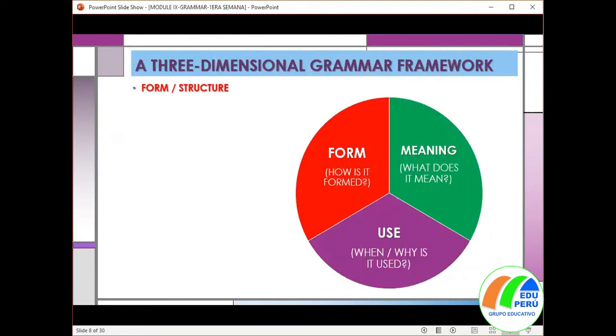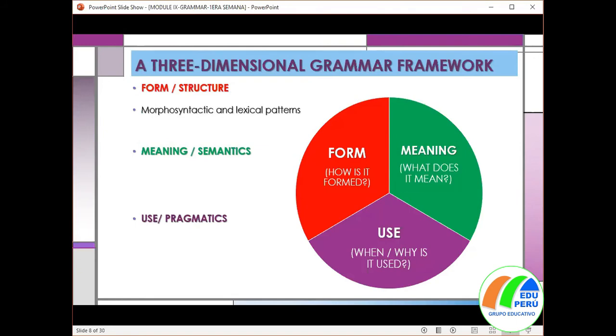Remember, when we talk about the form, this is the question: how is it formed? How is it composed? Meaning: what does it mean? And the use: when and why is it used? So we have these three aspects related to grammar: the form of a structure, then the meaning, and finally the use. So let's start with the first one, the form.